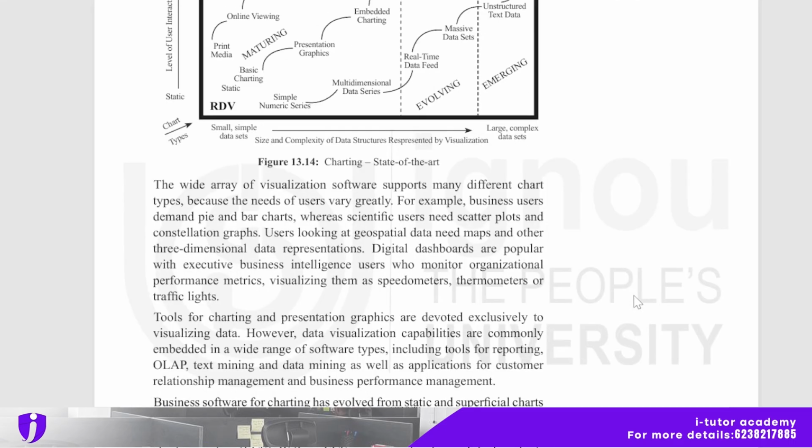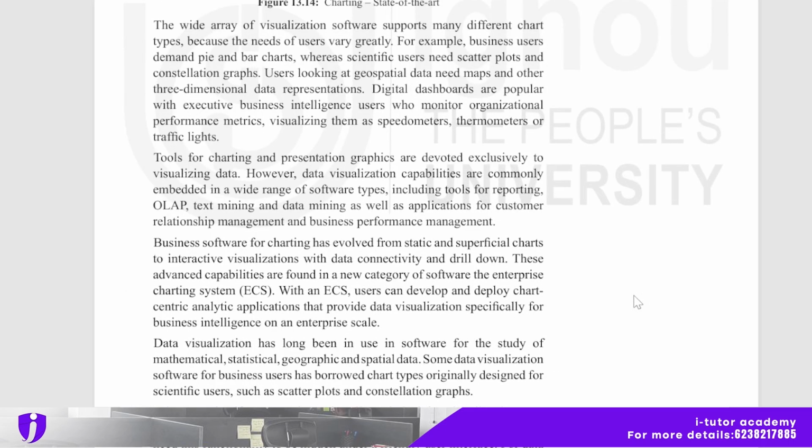The wide array of visualization software supports many different chart types because the needs of users vary greatly. For example, business users demand pie and bar charts, whereas scientific users need scatter plots and constellation graphs, and users looking at geospatial data need maps and other three-dimensional data representations. And digital dashboards are popular with executive business intelligence users who monitor organizational performance metrics, visualizing them as a speedometer, thermometer, or traffic lights.